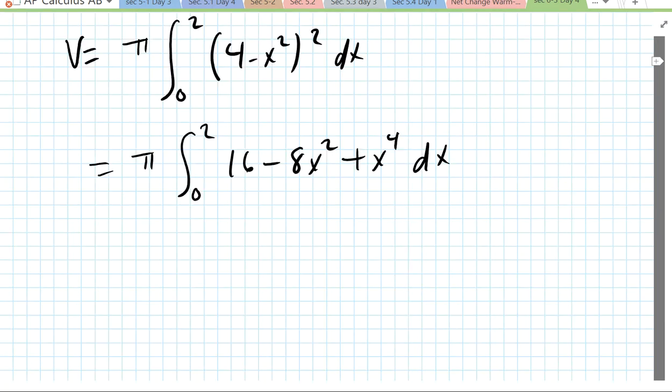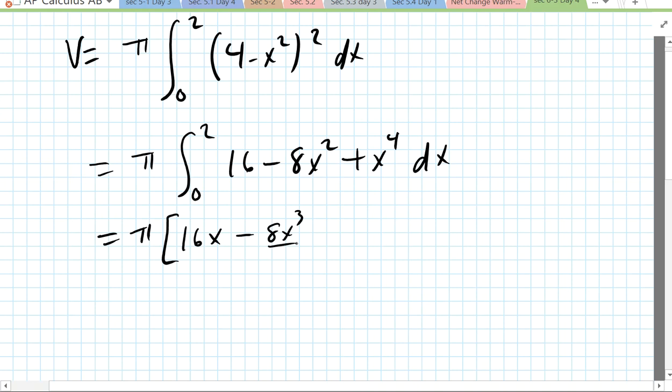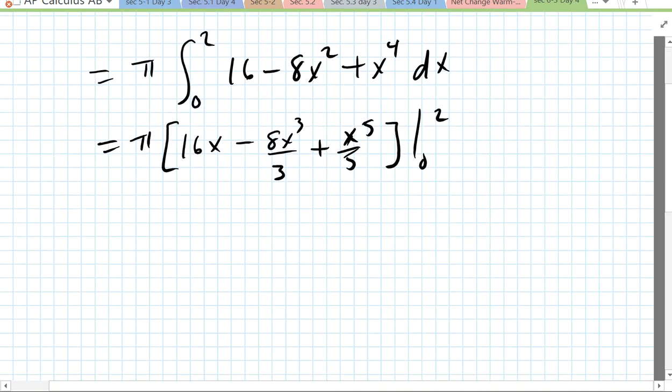All right. Is that easy to integrate? This one we're actually going to integrate just for giggles. Pi. What is the antiderivative of 16? 16x. Minus. What's the antiderivative of 8x squared? 8x cubed over 3. What's the antiderivative of x to the 4th? x to the 5th over 5. And I am evaluating from 0 to 2, so it's not bad. It's not hard math. It's not hard at all.